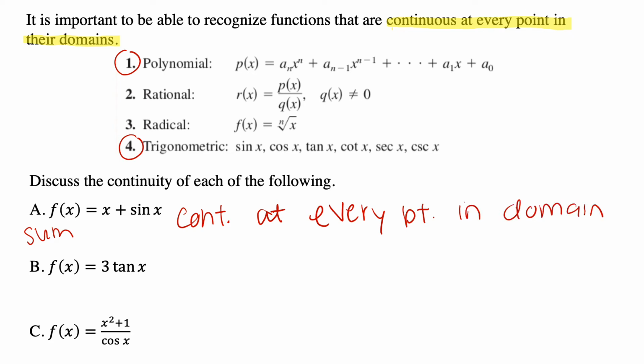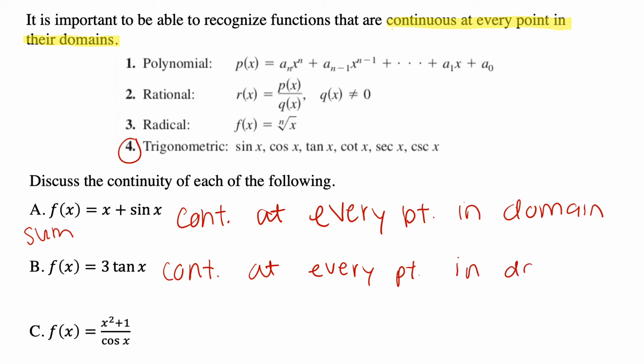For part B, we have the function equals 3 times tangent of x. So here we have a scalar multiple of 3 times our trig function, tangent of x. The last slide said that the property will apply and this function will be continuous at every point in its domain.